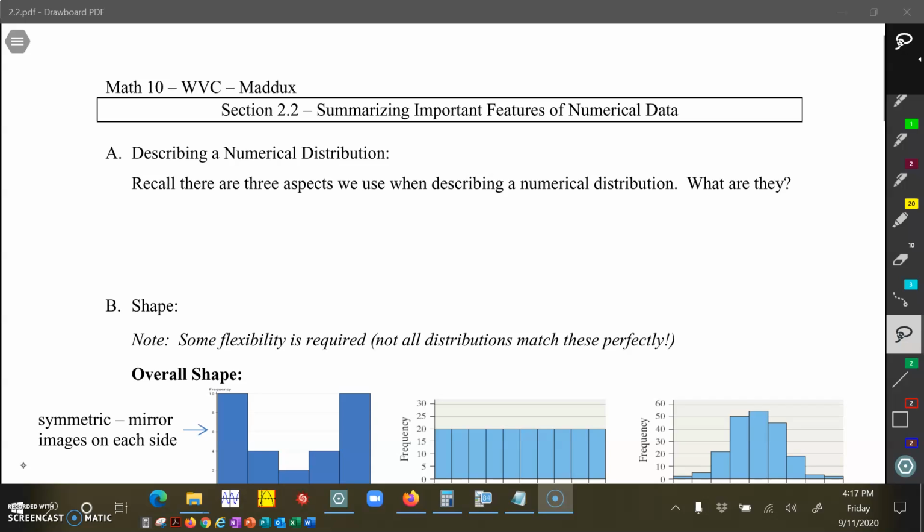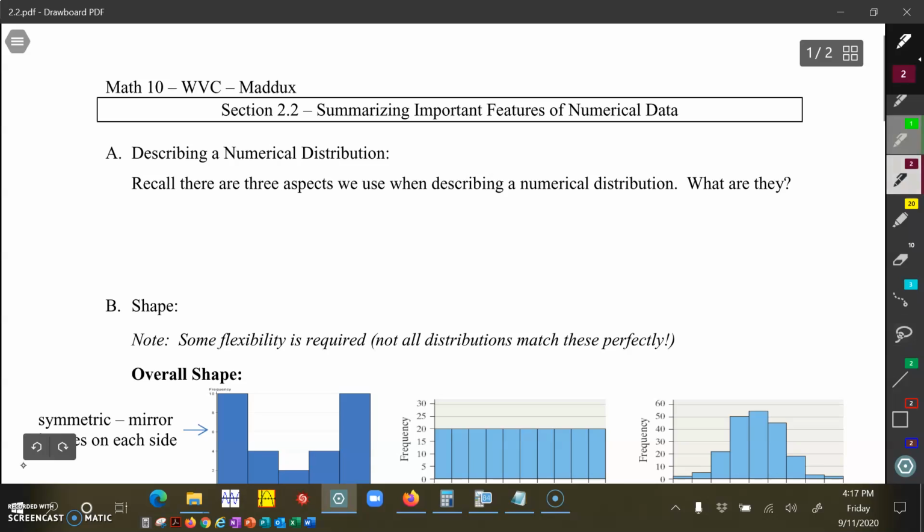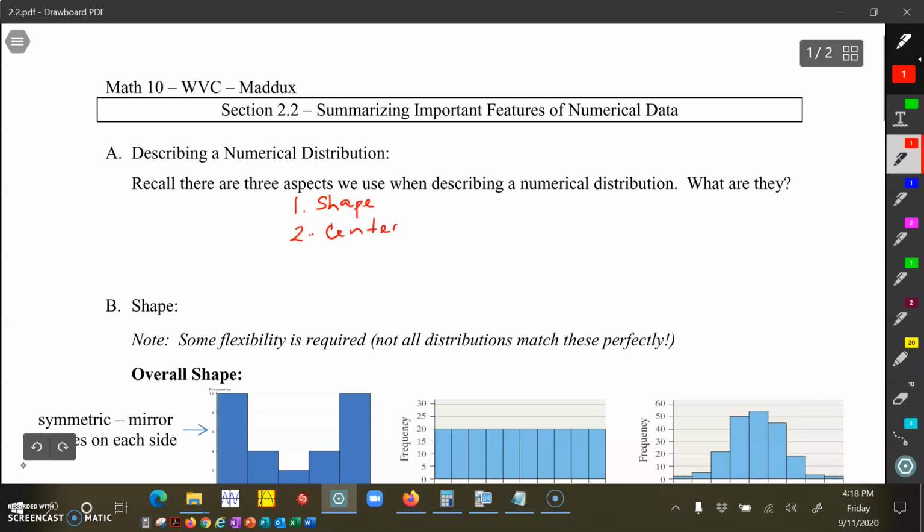So the three aspects we use when describing a numerical distribution are shape, center, and spread. Remember the shape is going to be like uniform, symmetric, skewed left or right. Center we will be talking about more in detail soon. But for now, you're just thinking about the middle or the typical value.